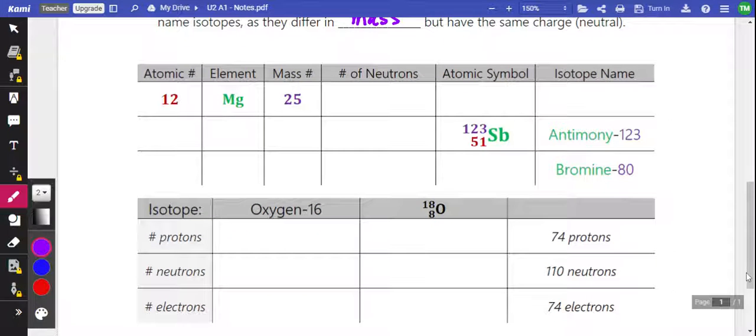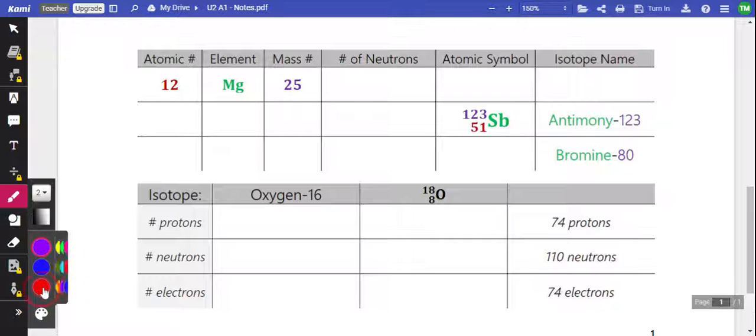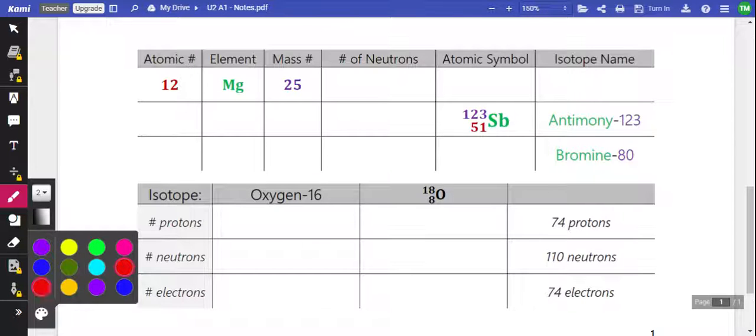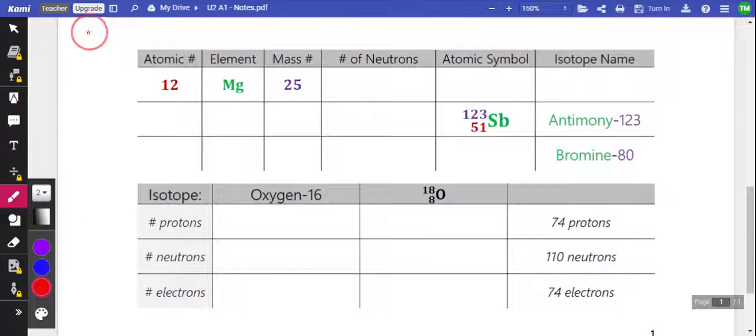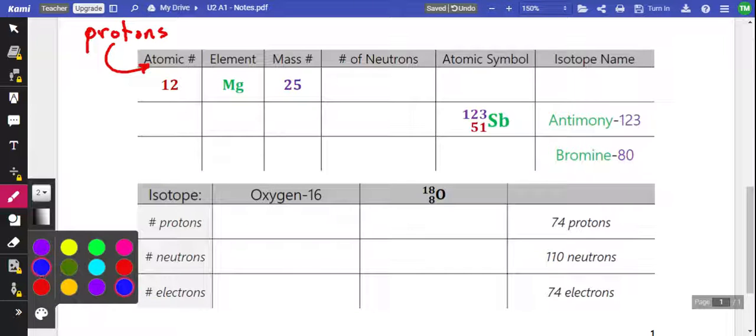And I'm going to change my color coding a little bit. So up there I used red for protons, blue for electrons, and purple for neutrons. Down here I'm going to change it a little bit. Red is still my number of protons, which again is equal to my atomic number. I'm going to make neutrons blue.